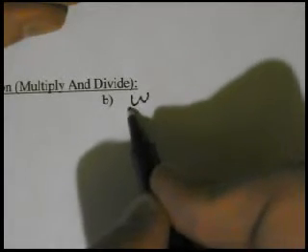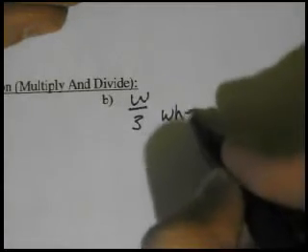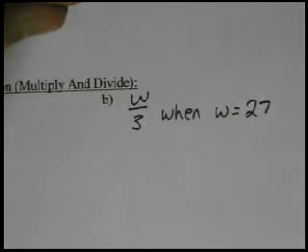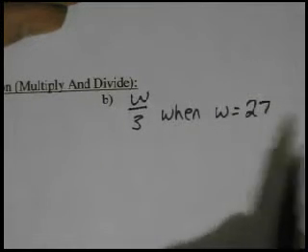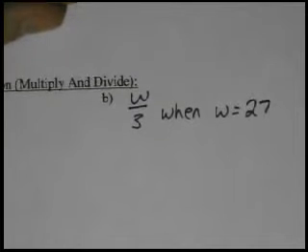Okay. Now, I want you to try one of these. This one will be divide. We'll have w divided by 3 when w equals 27. So when you divide this, remember that w is 27. If you could, give this a shot. Hit pause, and then when you're ready to continue, hit play again.